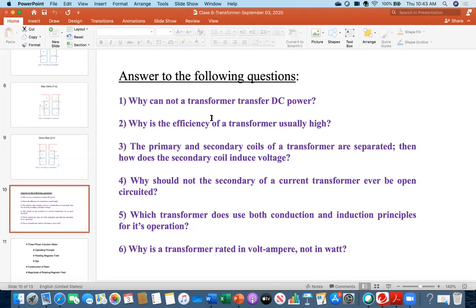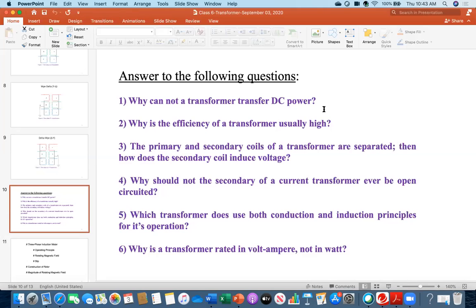Okay, so the first question, why cannot a transformer transfer DC power? So therefore, how would you answer this one? I would say because an inductor is a short circuit for DC.